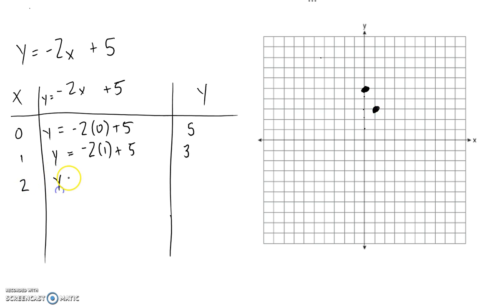2 would be y equals negative 2 times 2 plus 5. That'd be negative 4 plus 5, which would be 1. So positive 2, positive 1. I've got my 3 solutions out of infinity, so I'm going to connect them. All infinity solutions are going to land on that line. There's the solution, and I'm done.